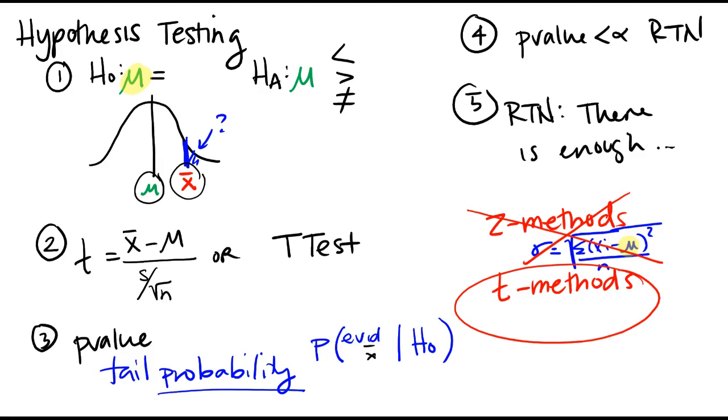So the only pieces of our hypothesis test that are changing are step 1, where we're going to be talking about mu instead of p, and step 2, where we're going to be finding the test statistic using a different formula than we used before, or a different calculator shortcut.